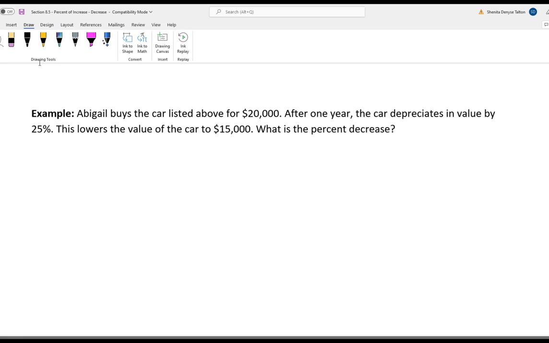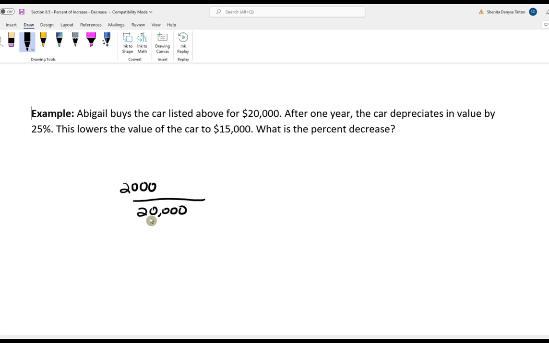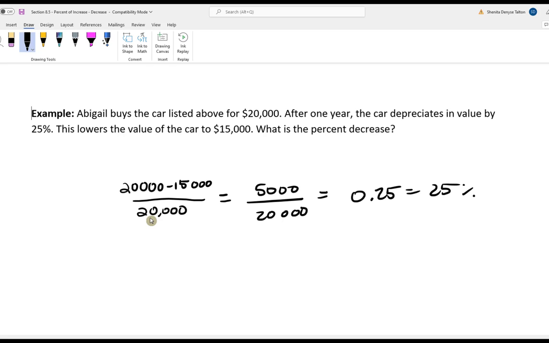Here we go. All right, so the original amount of the car is $20,000, but it depreciated in value, so it dropped down to $15,000. So let's figure out what was the decrease amount. We're going to take 20,000 and subtract off the 15,000. We get 5,000 divided by 20,000. That will give me 0.25 or 25%. So it's a 25% decrease.